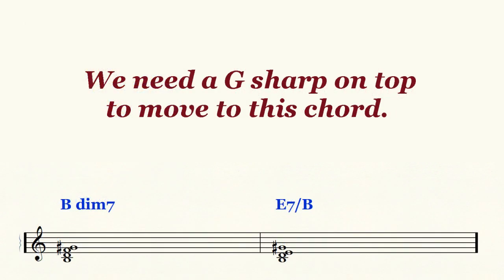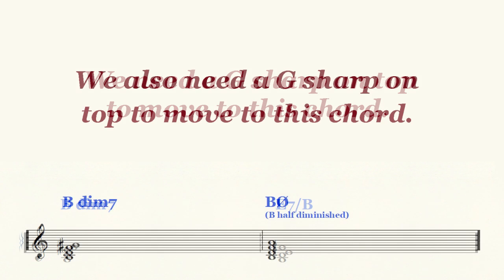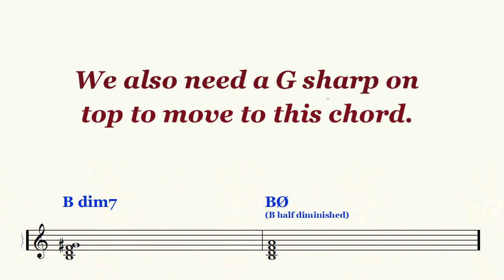But if a B diminished 7 chord is going to an E7 over B chord, then we will use a G sharp at the top because it looks the best. And if a B diminished 7 chord is going to a B half diminished chord, again we're going to use the G sharp at the top because, again, it looks the best.